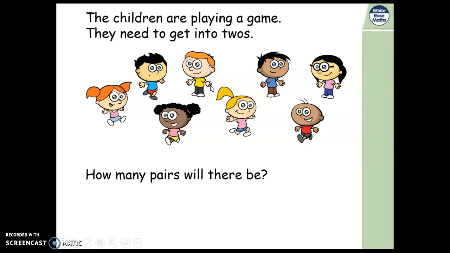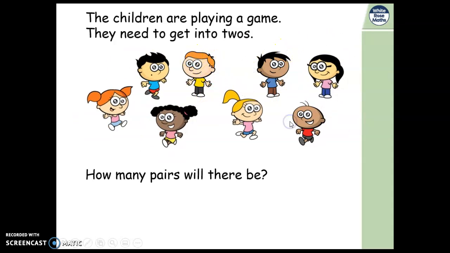The children are playing a game. They need to get into 2s. How many pairs will there be? So now they need to get into groups of 2. So not 2 groups, groups of 2. So these 2 go together, these 2, these 2, these 2.